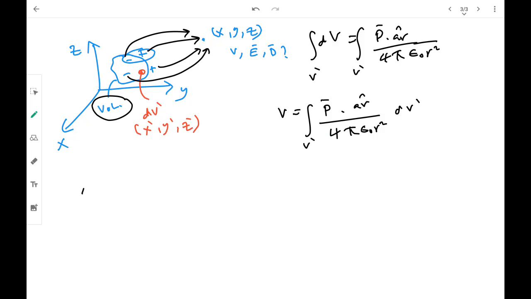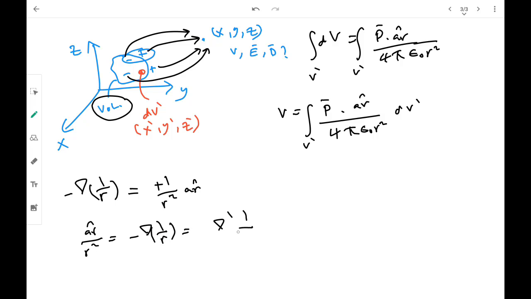Okay, now let us assume the gradient of 1 over R. If we apply the gradient in spherical coordinates to the scalar 1 over R, it is equal to minus 1 over R squared in the aR direction. So gradient of 1 over R equals minus aR over R squared. So aR over R squared equals minus gradient of 1 over R, and it is equal to del dash of 1 over R. To get rid of the minus sign, we choose the del dash operator instead of del.